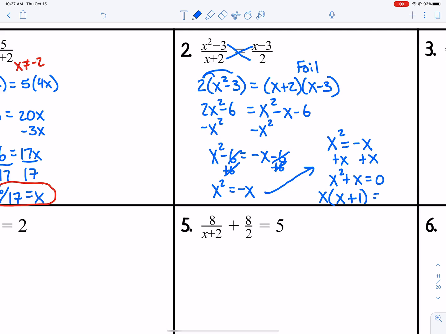And I get x plus 1 left over. So x times x plus 1 equals 0. So what that means is x equals 0. Remember, you can set your factors equal to 0 to finish solving. So x equals 0 and x plus 1 equals 0. Subtract 1 and you get x equals -1.